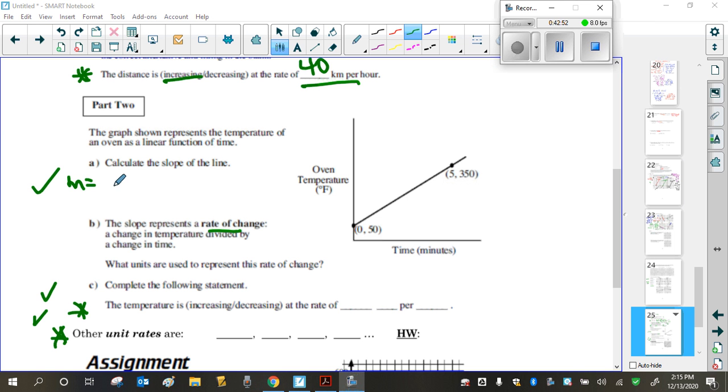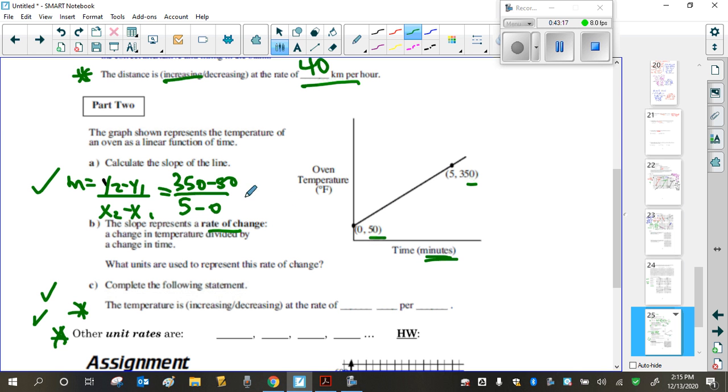Okay, slope formula: y2 subtract y1, divided by x2 subtract x1. The y's are these, 350 subtract 50. And oven temperature, and this is 5 hours to make whatever that is. I've never made anything 5 hours in the oven. Divided by, sorry, it has minutes, not hours. Wow. So let's just turn the oven on, I guess.